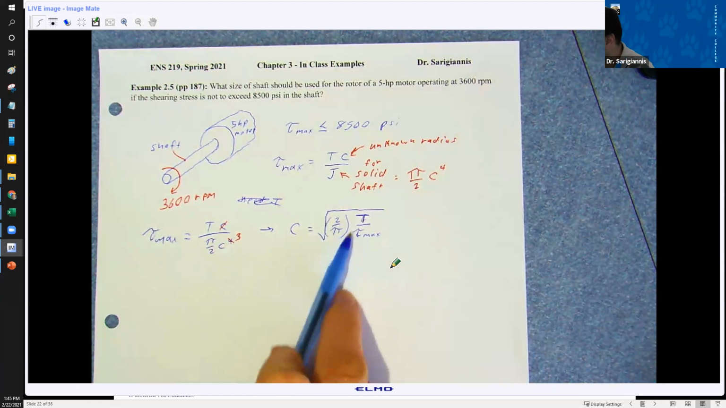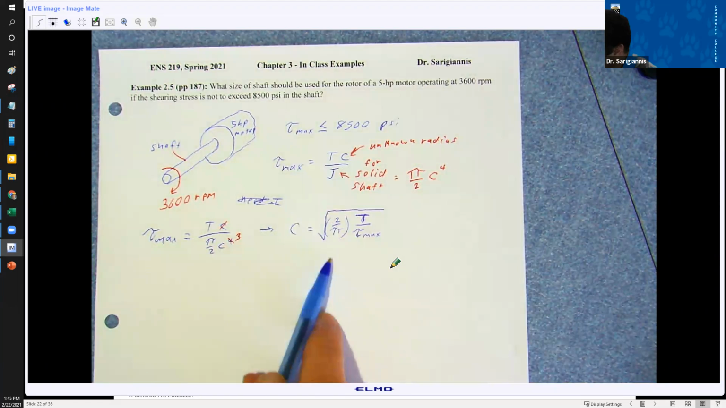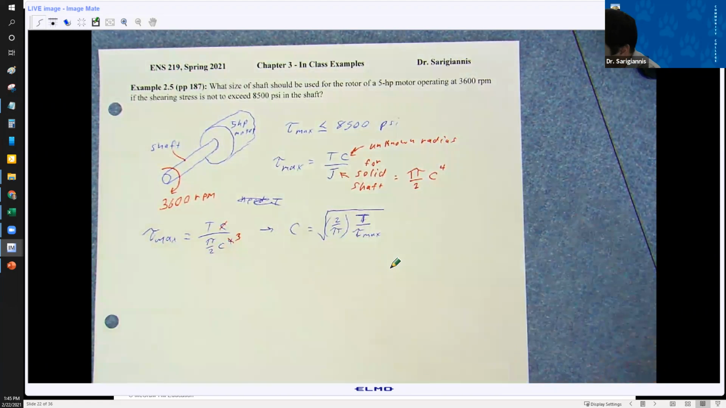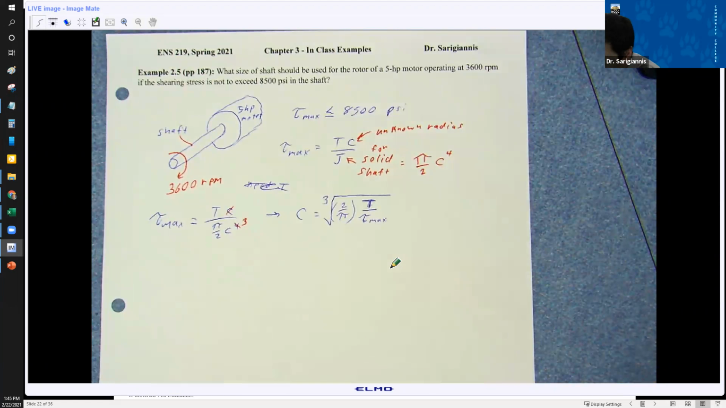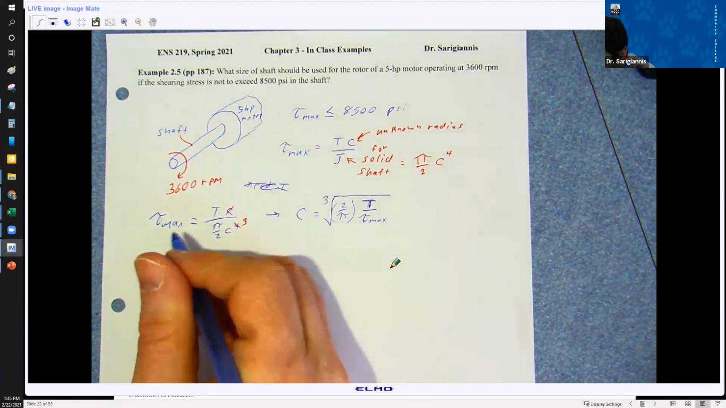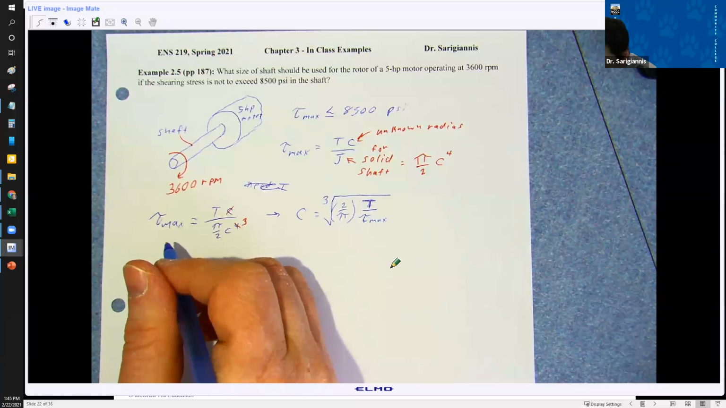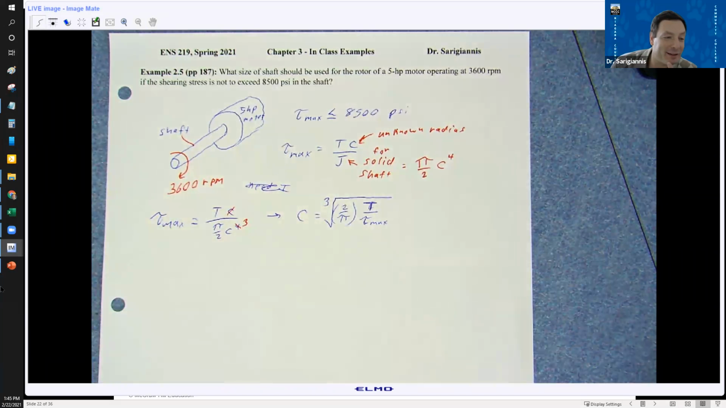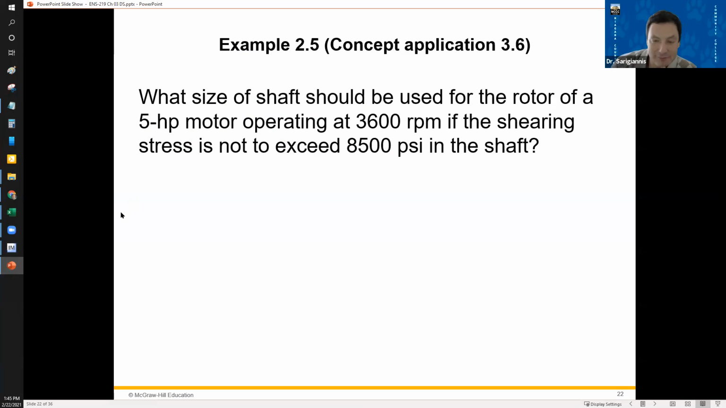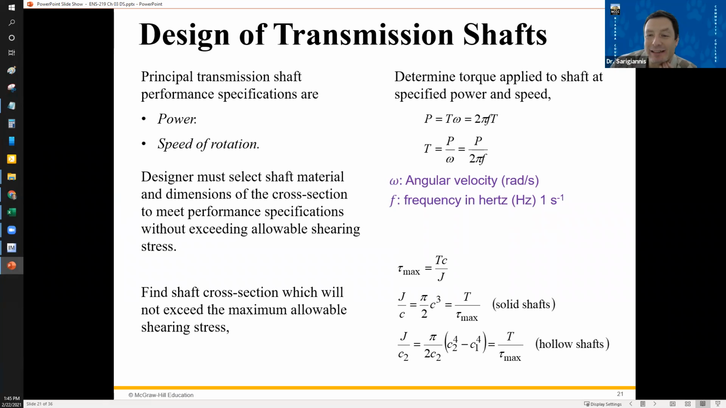Right, so we know what tau max is already, 8,500 PSI. We need to find T. Oh, this should be a cube root as well. All right, so first of all, I didn't write the equation for it. Let me go back to the slide. I don't like the way I did this. Let me write this down.